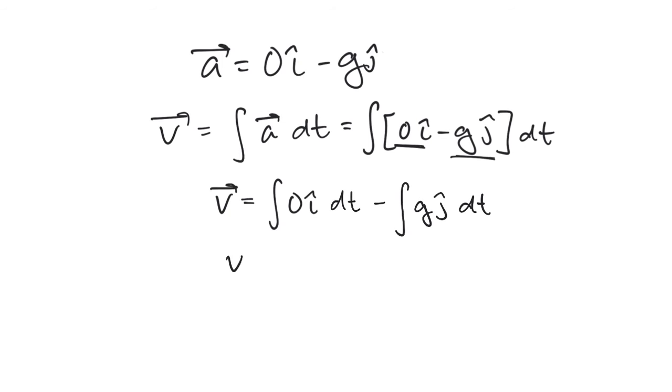So let's get that. Velocity equals the integral of 0. So the integral of 0 is actually not 0. The integral of 0 is 0 plus a constant of integration. So we've got 0 plus c, and we'll do that c in the x direction.